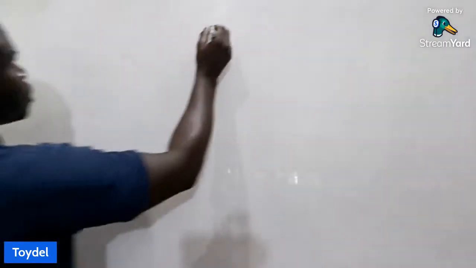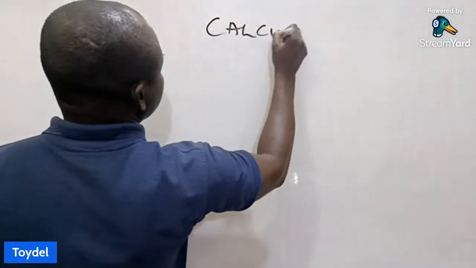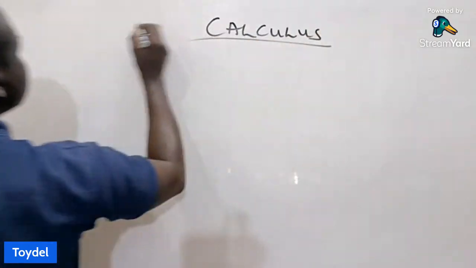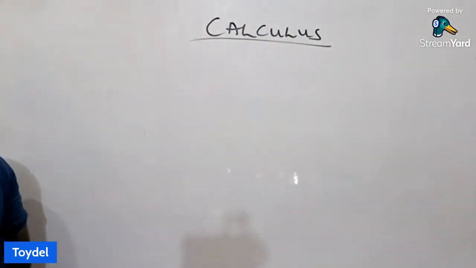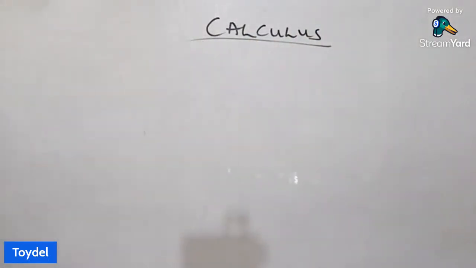Today, we want to do the final revision on elementary maths 2, that is calculus. So we want to do the final revision on calculus. And of course, this will be divided into both integral and differential calculus. So we'll be talking about differentiation and integration.